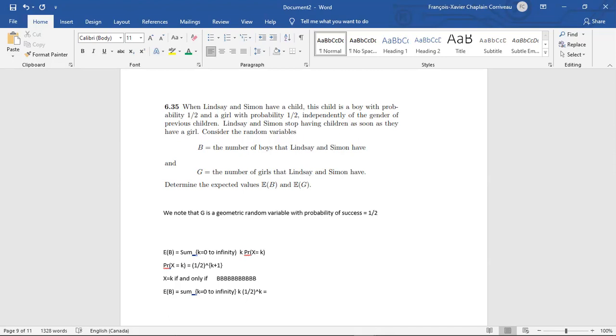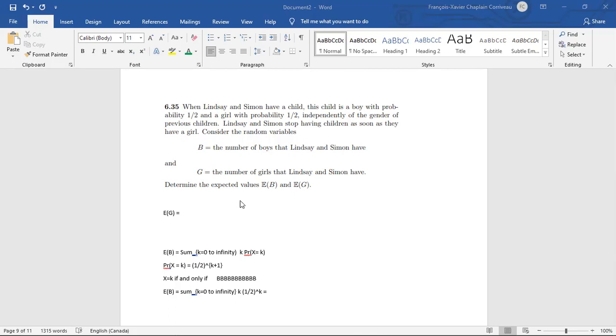Here it's actually dumber than this, right? They stop having children as soon as they have a girl. So here the expected value is much easier, simpler than that. It should be 1, so it's not quite 1, right? What is the range of G? There's only 2 values. Exactly, I was counting the total number of children. That's exactly what I was doing.